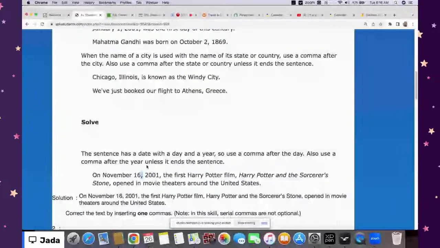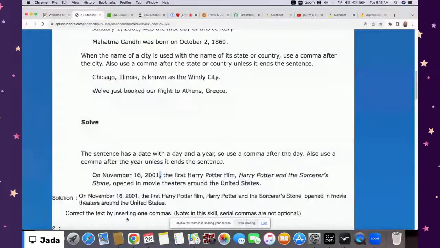Use a comma after the day. Also use a comma after the year unless it ends the sentence. And you can see that 2001 doesn't end the sentence. So you need to add a comma here. Okay? So that's where you add your two commas.